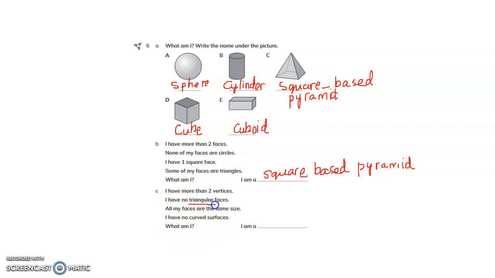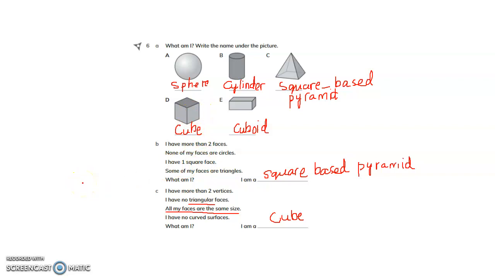No triangular faces, so it is not a pyramid. All my faces are the same size, so it's a cube. We know the 3-dimensional shape with all faces and all side lengths the same is a cube. Of course it has more than 2 vertices. How many vertices does a cube have? 8 vertices.